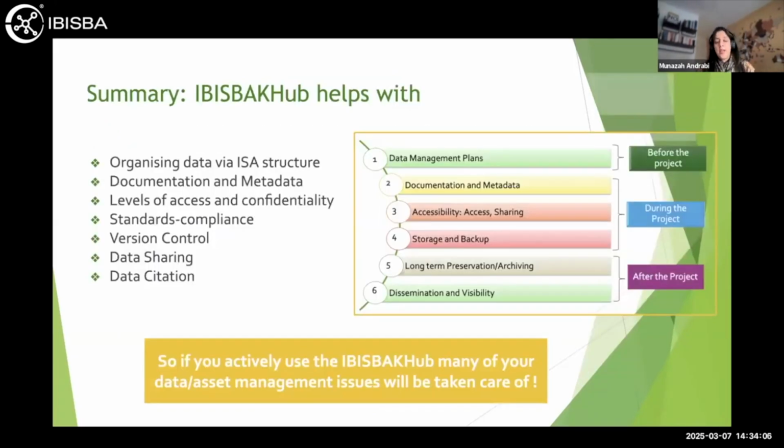Now, in summary, when I started my talk, I was saying that these are the things that you need to take care of during the stages of the project. The IBISBA Knowledge Hub does help you. If you actively use it, many of your data management issues will be taken care of because you're organizing your data via the ISA structure. You're putting in the metadata about all the experiments, studies and assays that you're creating. You have multiple levels of access and confidentiality as and when you want. You have version control, the ability to share data, and the ability to cite your data and create DOIs.